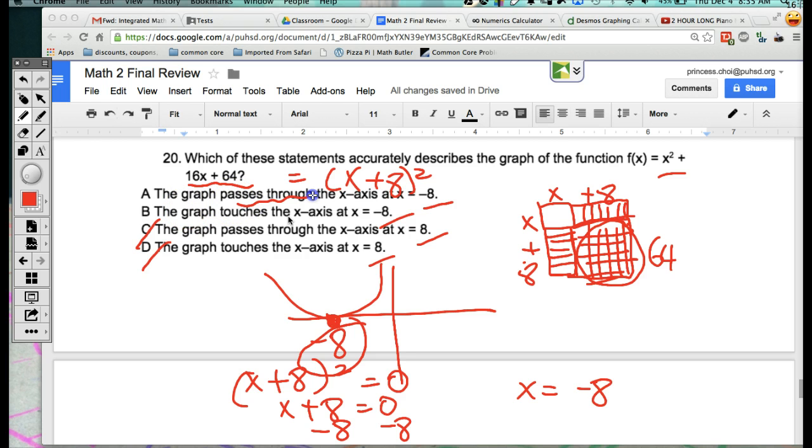And then they're testing you again. Is it passing through? No. Or is it touching? It's touching, it's not passing through. Passing through would be like this. Okay? There you go. So it's touching. Whenever you have a perfect square, it's touching. Unless there's like a plus something. If there's like a plus 3 or minus 3, then it's a different story.